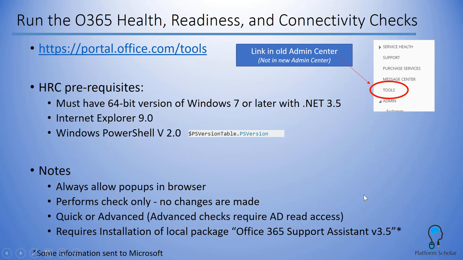A few notes about the readiness check. You'll need to allow pop-ups in your browser, and it's best to always allow pop-ups from Office.com. Also note that this only performs checks. It doesn't make any changes to your environment, so it's not intrusive. When run, you have the option of either running a quick or an advanced version of this tool. The advanced version will check your Active Directory environment, so you need to be logged in with a user that has read access to Active Directory. Now, it will prompt you for an Office 365 Support Assistant installation, but that's basically what the Health Readiness Connectivity Check tool is. And it will warn you that some of the information is being sent to Microsoft, but it's just usage information, nothing personally identifiable.